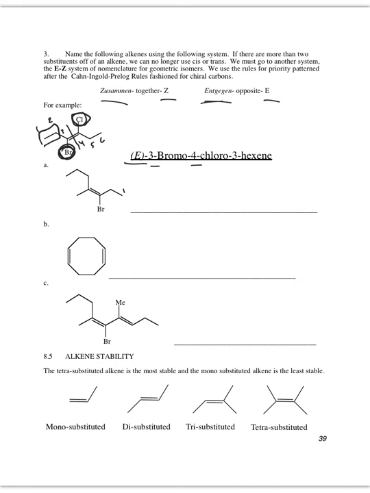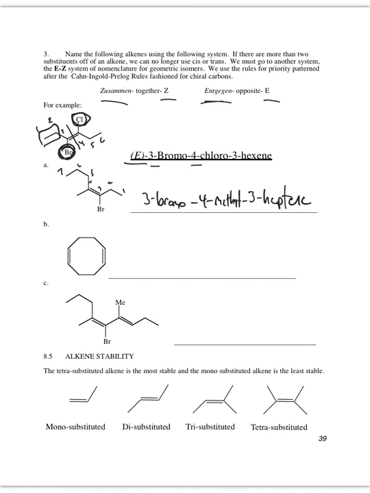And the next one here, 1, 2, 3, 4, 5, 6, 7. So it is a 3-heptene. And off of that 3-heptene, we have a 3-bromo, 4-methyl.